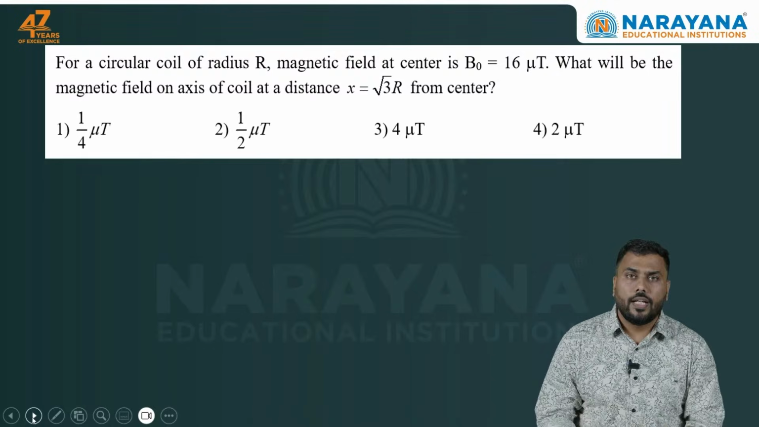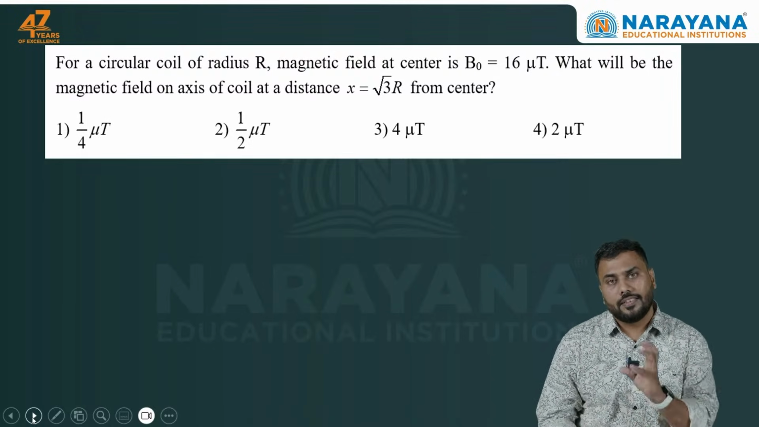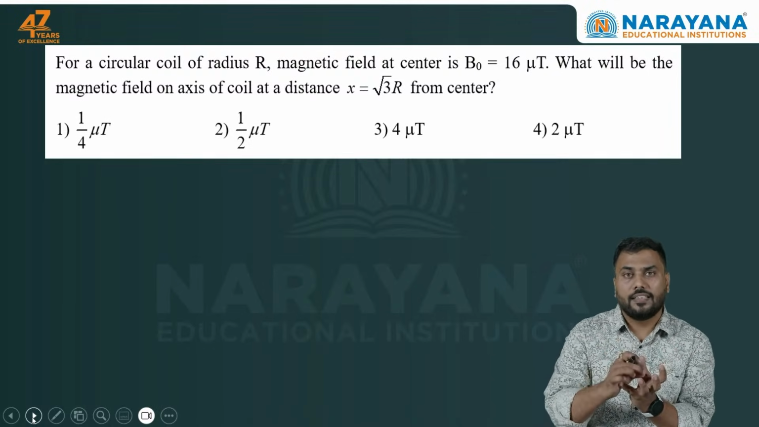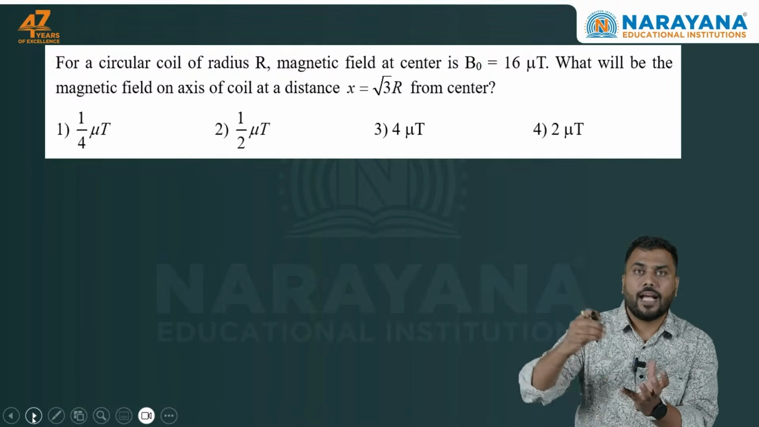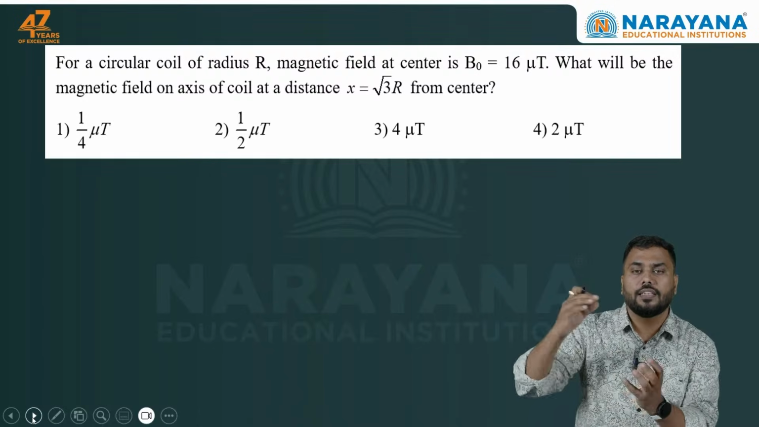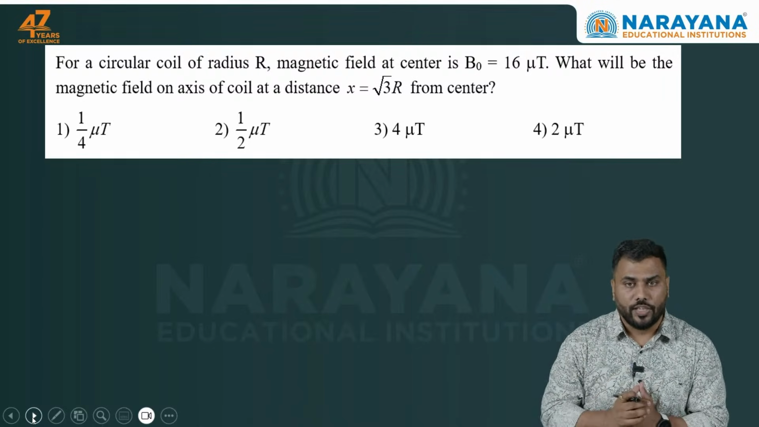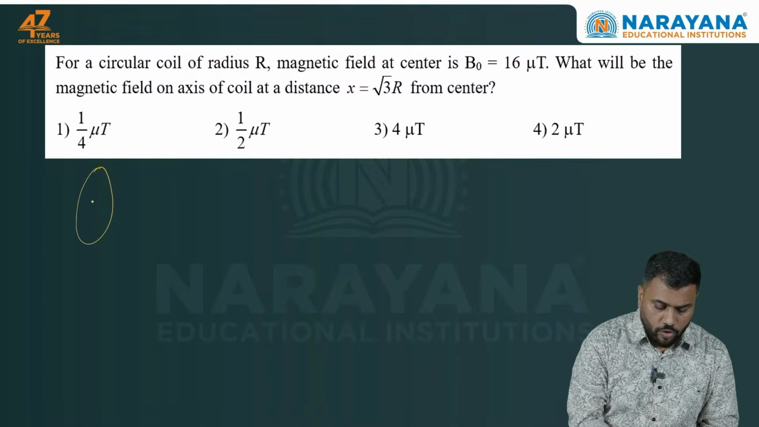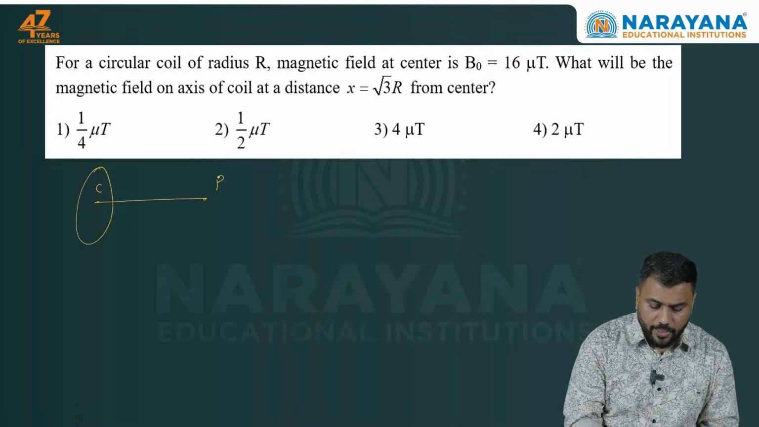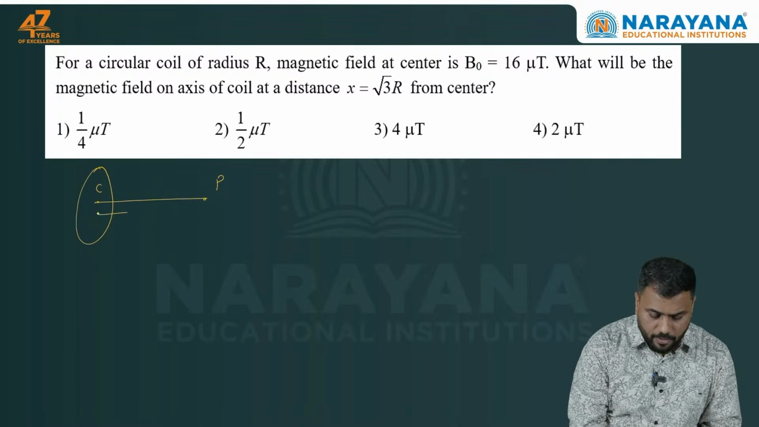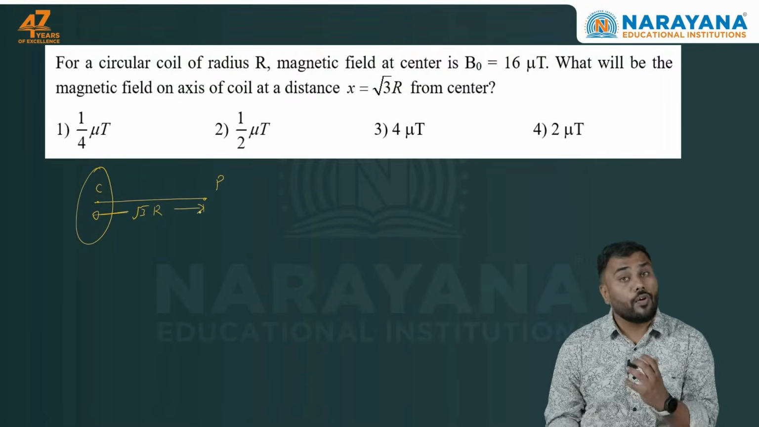The next question is from magnetic effect of current. There is a circular coil whose center's magnetic field is given to you because of the current in the coil. They are asking for the magnetic field at some distance from the coil. That distance is root 3 r along the axis of the coil. So this is a coil, and at the center point, let's say C, I know the magnetic field. I need to calculate the magnetic field at point P. The distance along the axis is also given to us. So this is again just a formula based question.